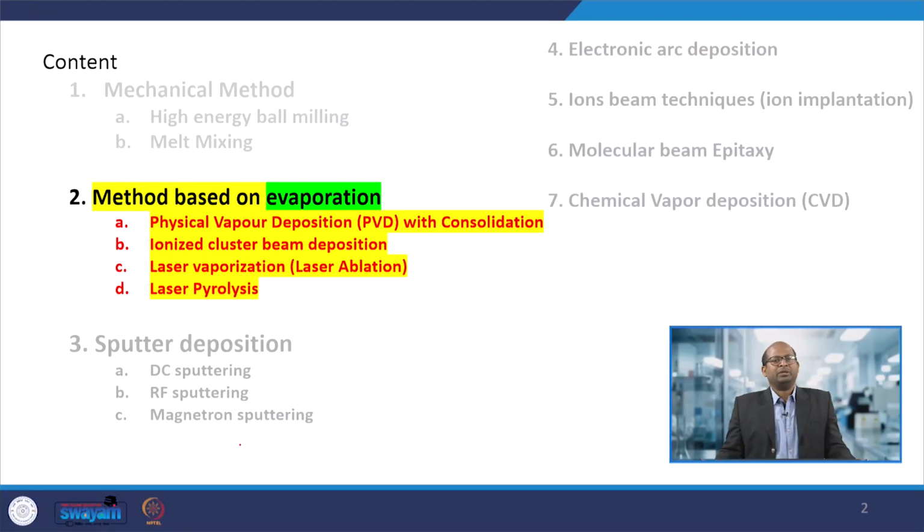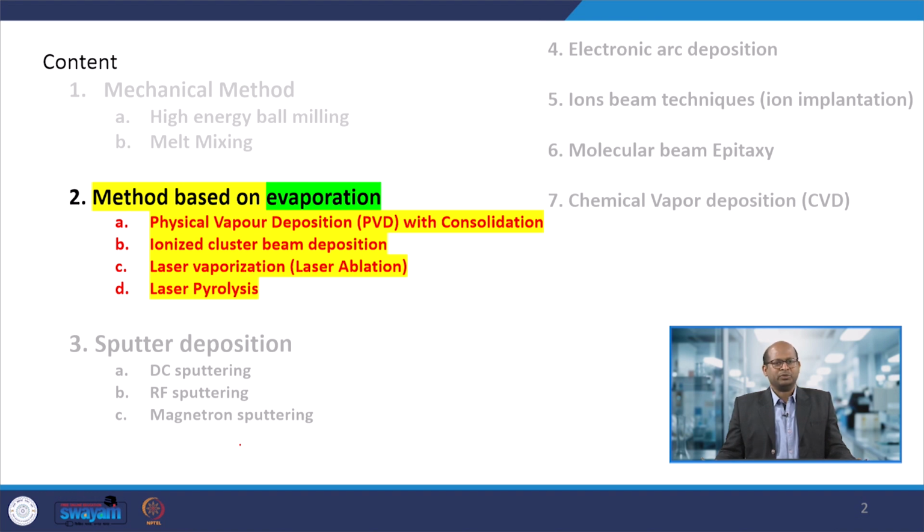We can take any solid material and evaporate it, and then it would be deposited in terms of films or in terms of nanoparticles. Then that can be used as a nanomaterial for various applications. Today basically physical vapor deposition, or PVD, with consolidation will be discussed.